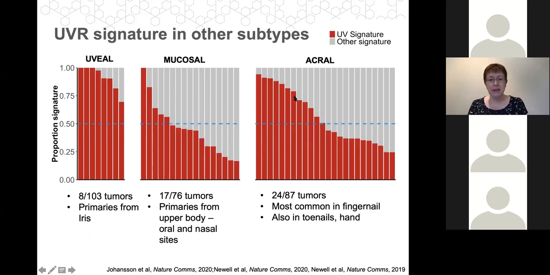Acral melanomas have it in 24 tumours, with about half having greater than 50% contribution. And again, it's related to site, where it most commonly occurs in tumours in the fingernails, but we also see it in tumours on the hand and toenails.